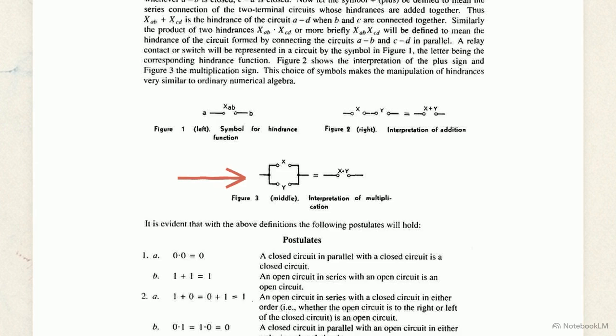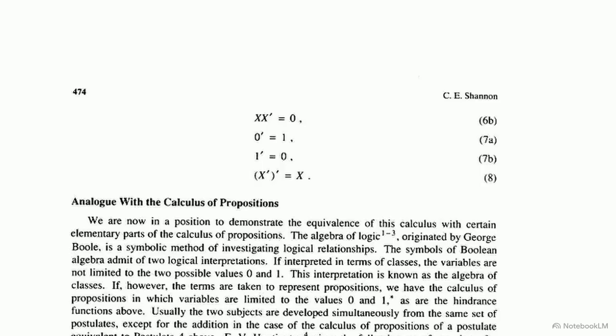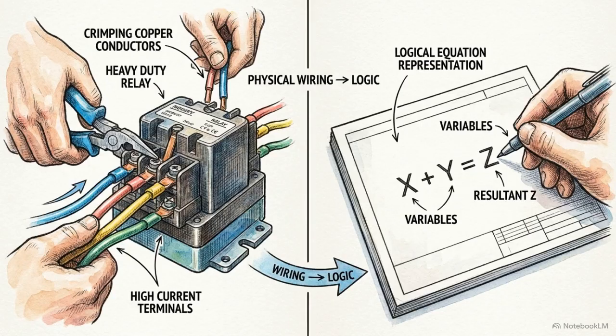Shannon also defined negation, using a prime symbol to represent a relay that breaks the circuit when it is activated. This acts as a logical NOT gate. With AND, OR, and NOT defined in hardware, the focus of circuit design moved from physical manipulation to algebraic calculation.